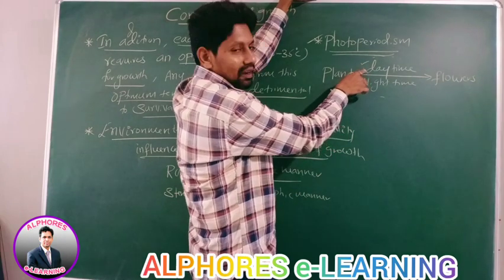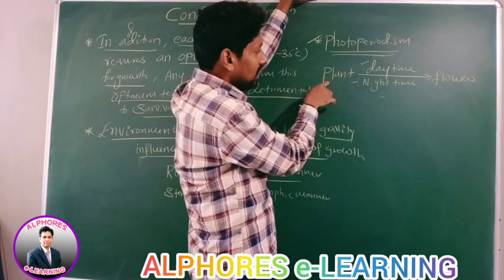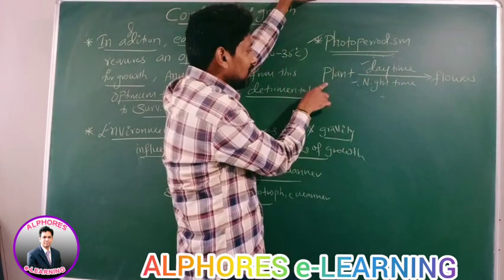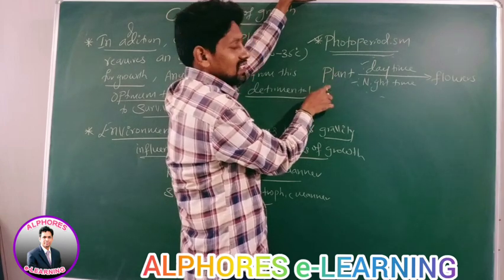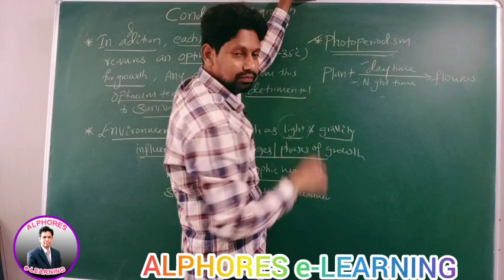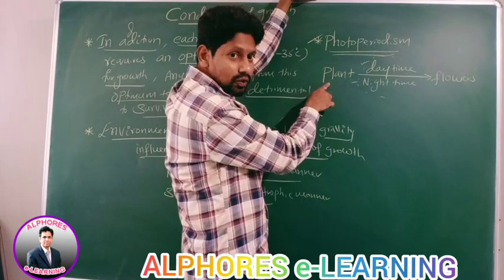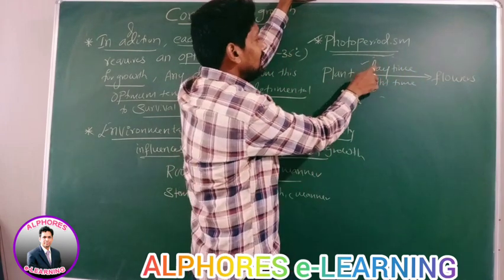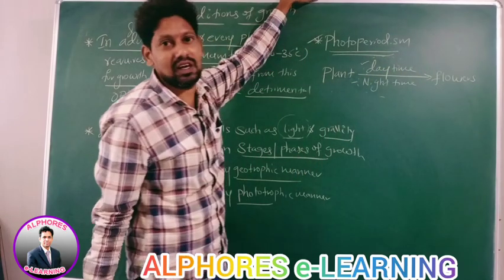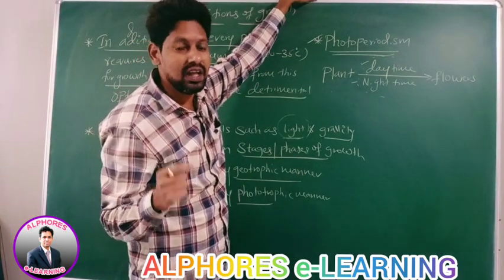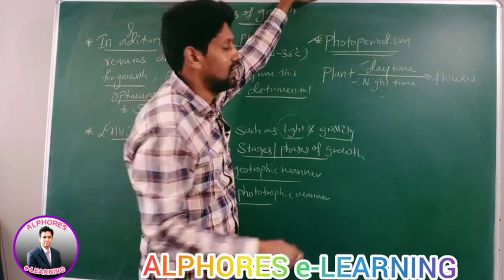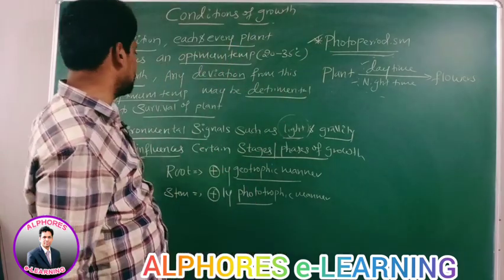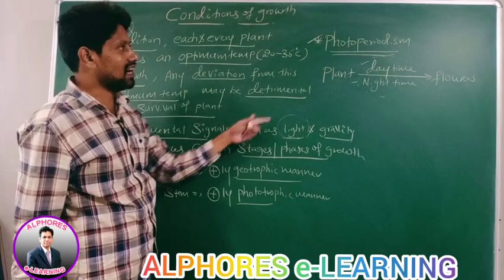It means how much daytime and how much night time is required for a plant to produce flowers is called photoperiodism. This plant produces flowers only when it is exposed to a specific period of light. Yes or no? A specific duration of light is required for a plant to produce flowers. Therefore, this is also an example for this statement.